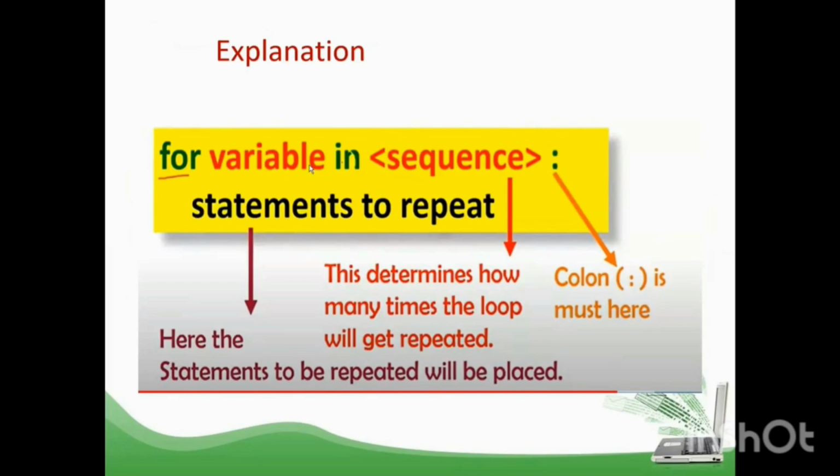Like for variable in sequence, how does this work? The statements to be repeated will be placed in the body. This sequence determines how many times the loop will be repeated. In simple language, it's the condition. A colon is a must here. Without the colon, this will show a syntax error, right?